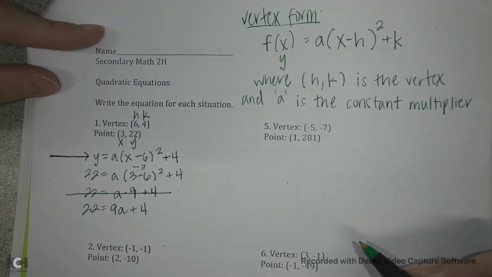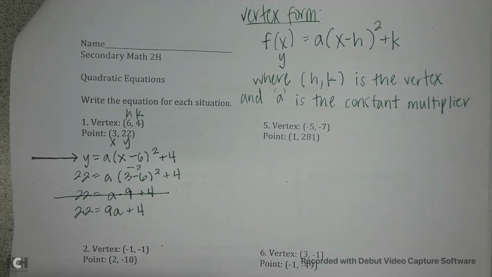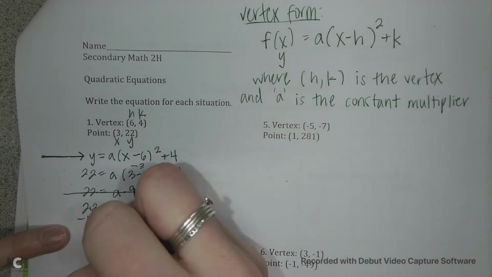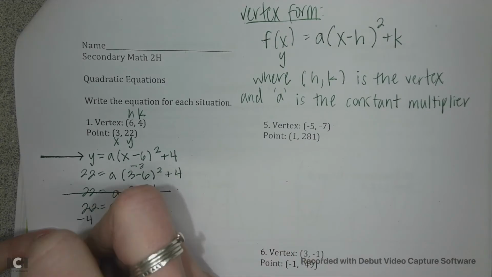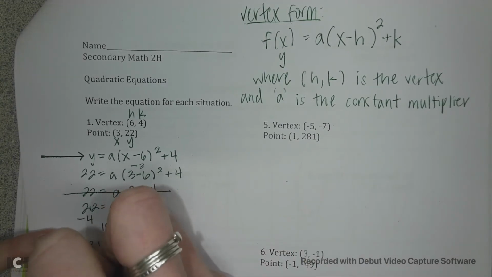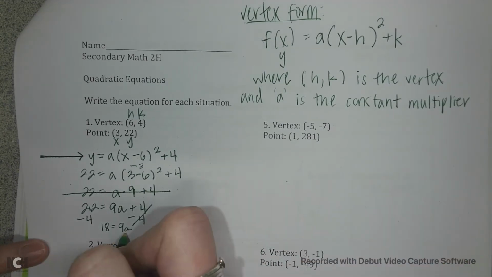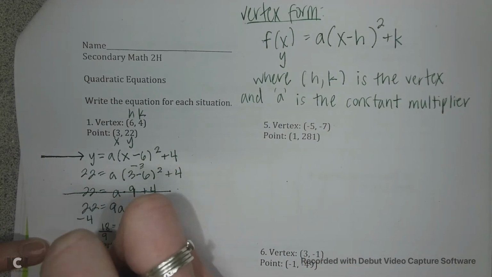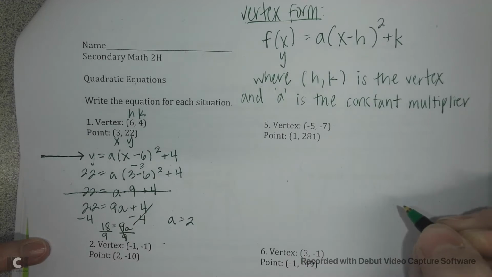Okay, so then we solve for a. We have a lovely little two-stepper. So we're going to start by subtracting 4 from each side. And 22 minus 4 is actually 18. So 18 equals 9a. Then we have to get the a by itself. So we're going to divide each side by 9, and a is 2.